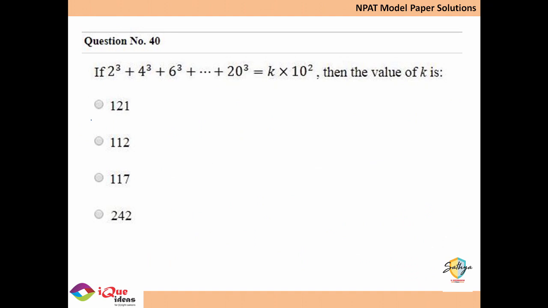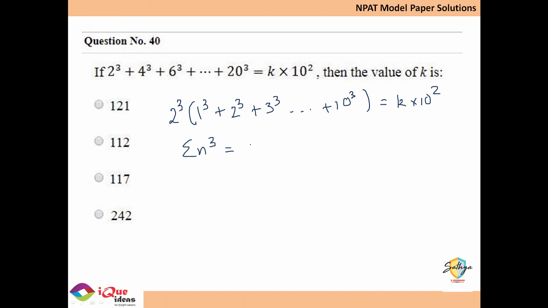Next one. It is given that 2 cube plus 4 cube plus 6 cube till 20 cube is k into 10 square. So if I take 2 cube common from each of the numbers, then I get 1 cube plus 2 cube plus 3 cube till 10 cube is equal to k into 10 square. Now formula for summation of the cubes, sigma n cube, you want to add cubes from 1 to n. The formula is (n into n plus 1 by 2) the whole square, right? So here the value of n is 10.